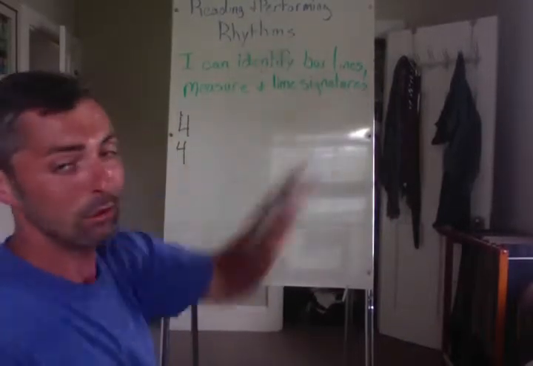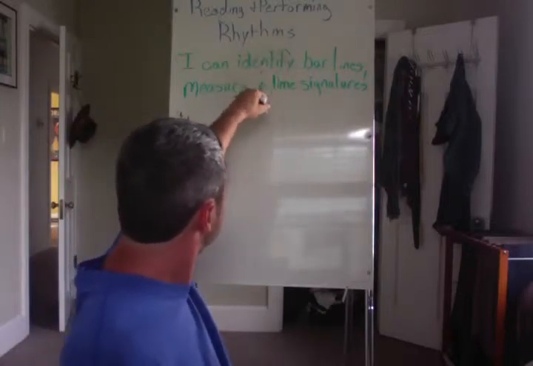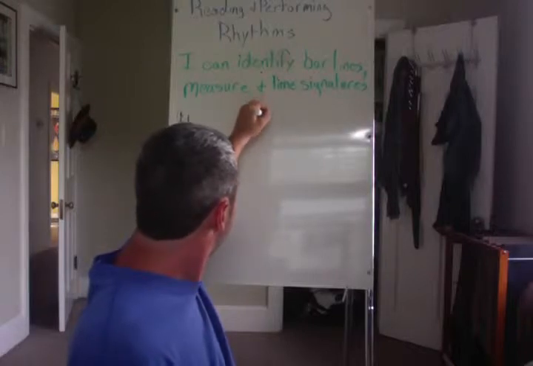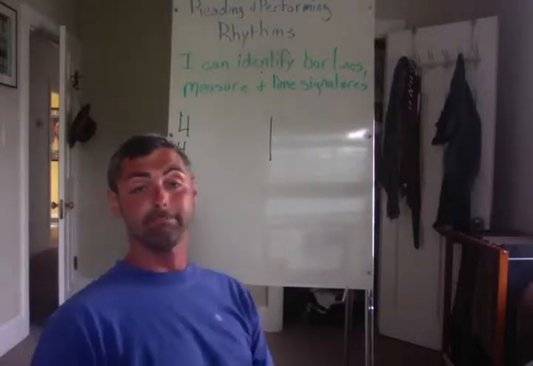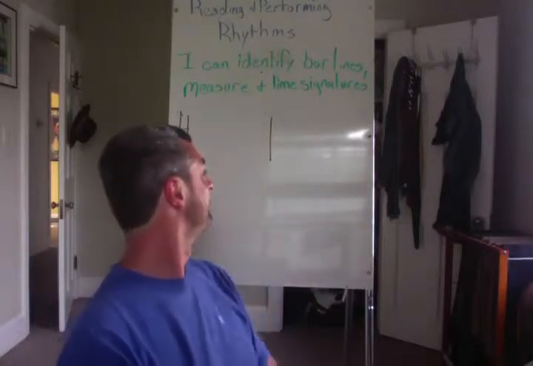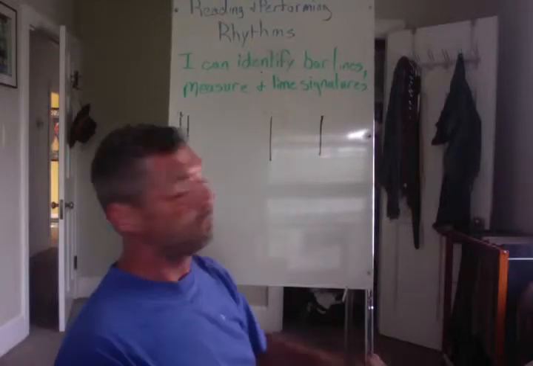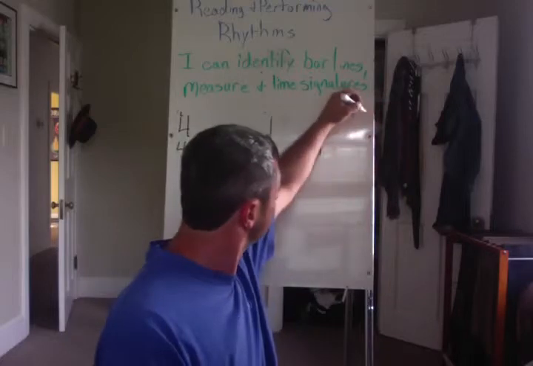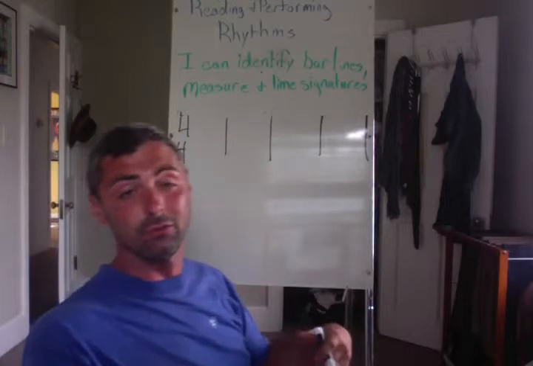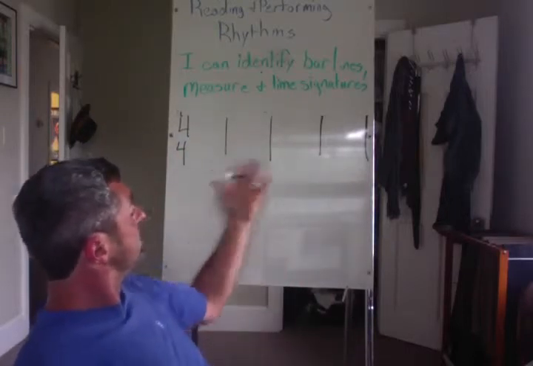Alright, anyway. Bar lines. Very simple. Ready? Bam! There's a bar line. Not much to it. Let's throw another one. Let's throw another one. Now I skipped around a little bit just to have some fun, but usually you just go that way. But those are bar lines.